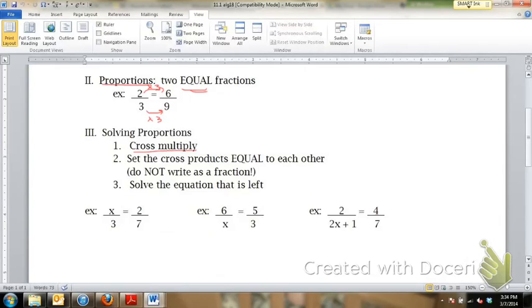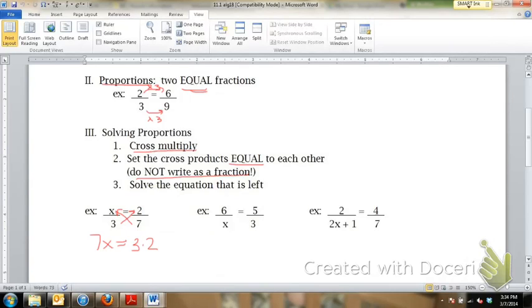Well, you're going to do what's called cross multiplying. So you multiply on the diagonal. 3 times 2 and 7 times x. So 7 times x and 3 times 2. The trick is you want to set the cross products equal to each other. I don't know why, but a lot of people want to write them as a fraction. Don't write them as a fraction. So I make them equal.